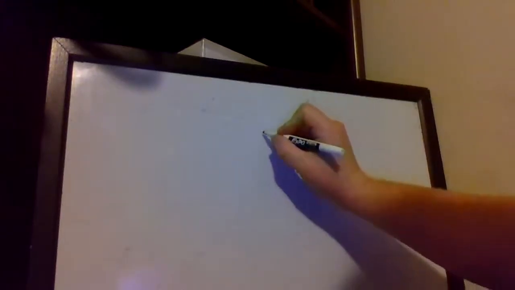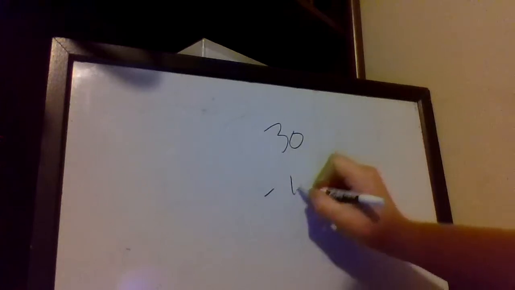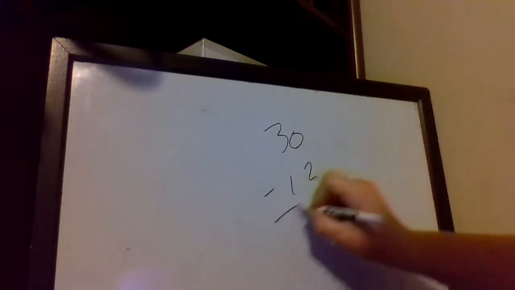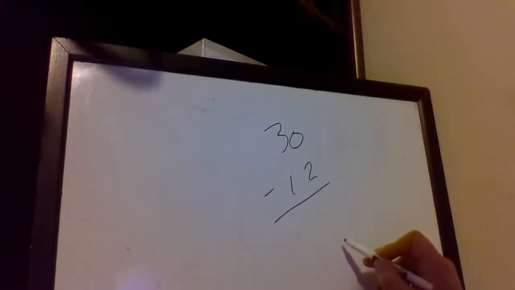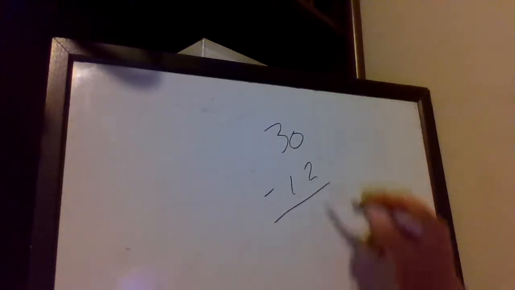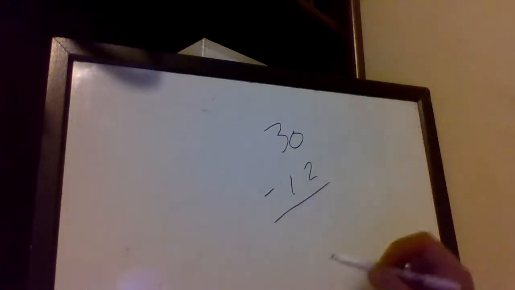Going back through time, we're going to start with 30 minus 12. Now, as always, we start on this side and we ask ourselves, is the bottom bigger than the top? Is 2 bigger than 0? And the answer is yes, 2 is bigger than 0. So the 0 has to walk next door.